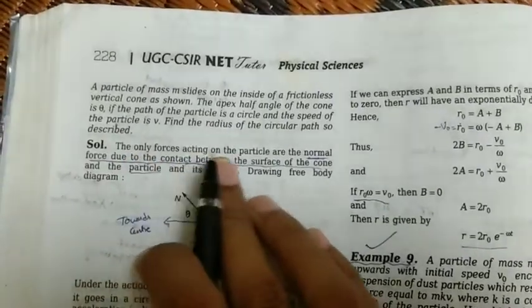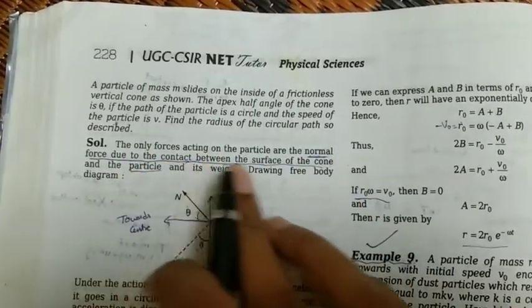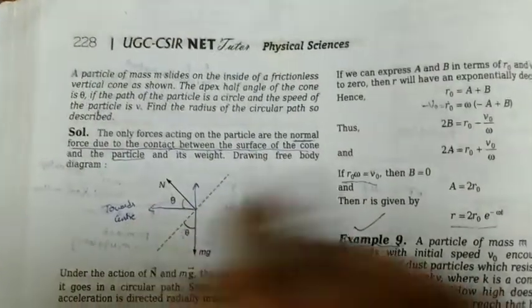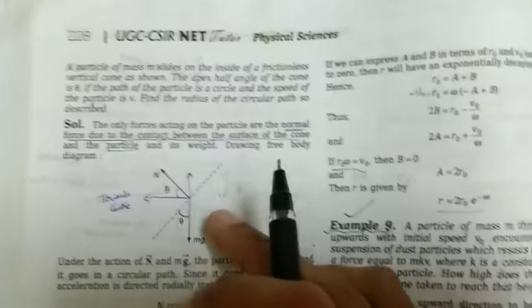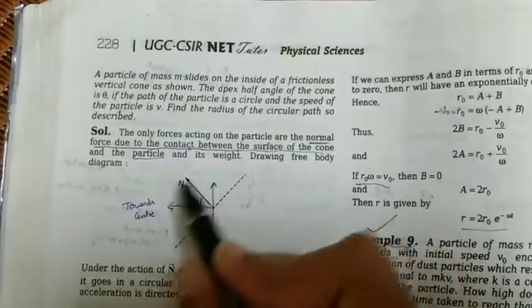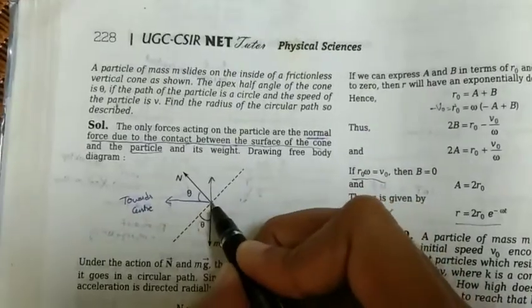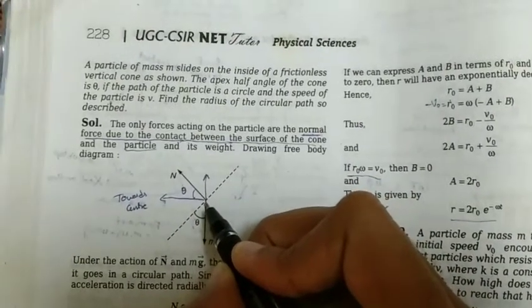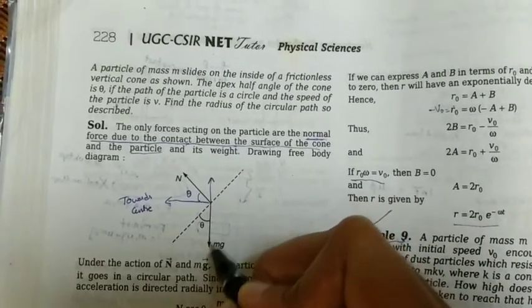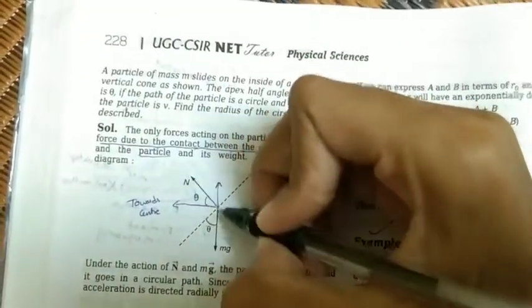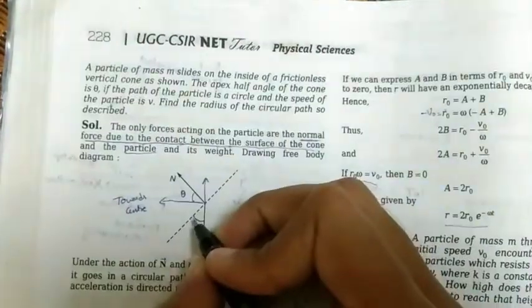So the only forces acting on the particle are the normal force due to contact between the surface of the cone and the particle, and its weight. Drawing the free body diagram, the diagram which we have discussed. If we zoom out that diagram, this would be the case. So here the particle was there, with the gravitational force vertically downwards and the normal force perpendicular to the surface. So this is the normal force, and this is theta.